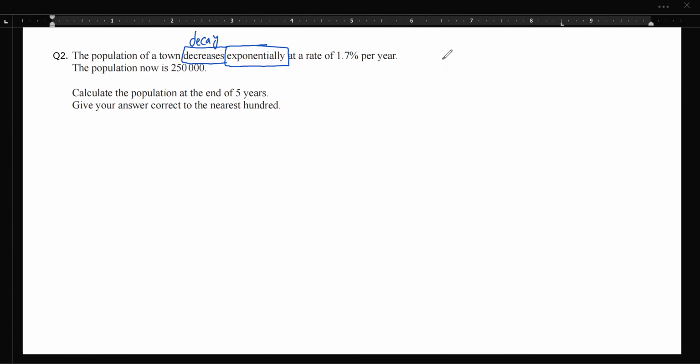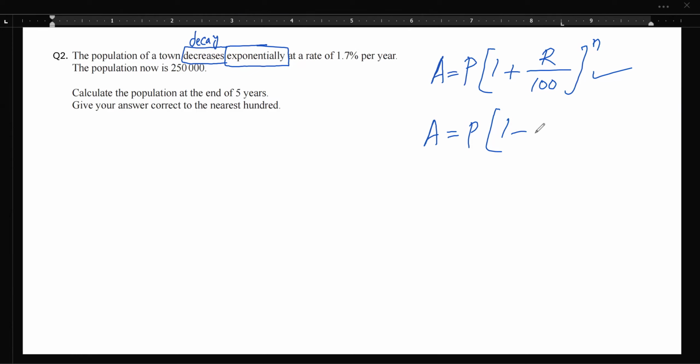So we must use this formula. This formula is very close to the formula of compound interest. If you remember, in compound interest we use a plus sign here. So whenever they ask you about exponential increase, you will use this formula. But if they ask you about exponential decay or decrease, you will use this formula. Now the question is, what is P, what is R? Let's see what these things are.